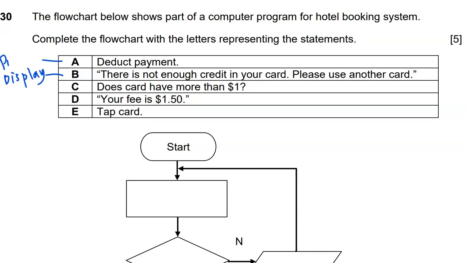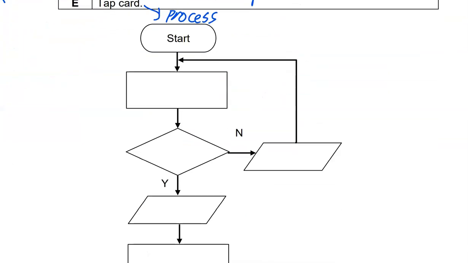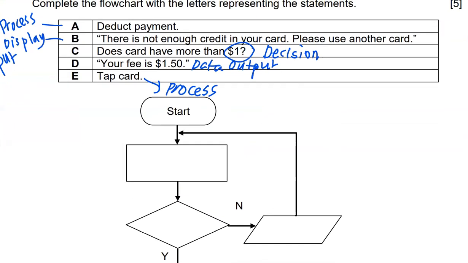Okay, this is a process. Okay, display will be under data outputs. Okay, does card have more than $1? If it's a question mark, it is a decision. So the answer will either be a yes or no after that. Okay, your fee is $1.50. This is a data output to show to the user. Tap card is, likely it can be a process. If it's to tell the user, then it is a data output. Okay, but we can do this first. Okay, we do whatever we can and then we plan for the rest.